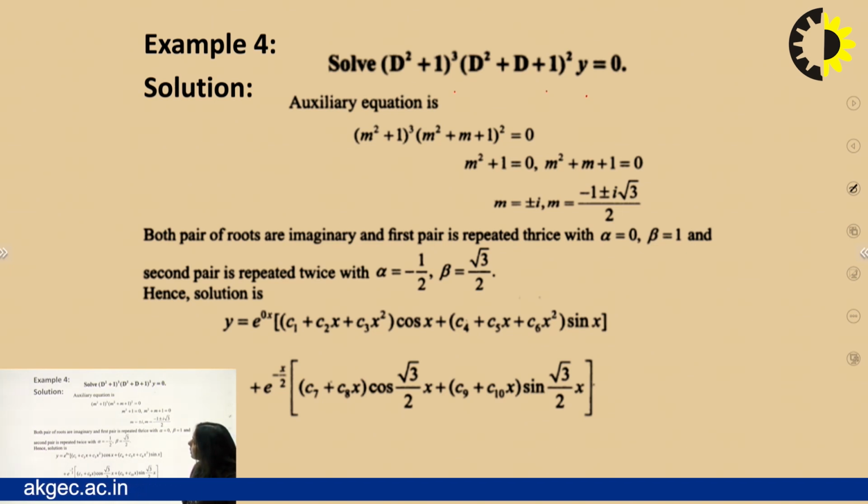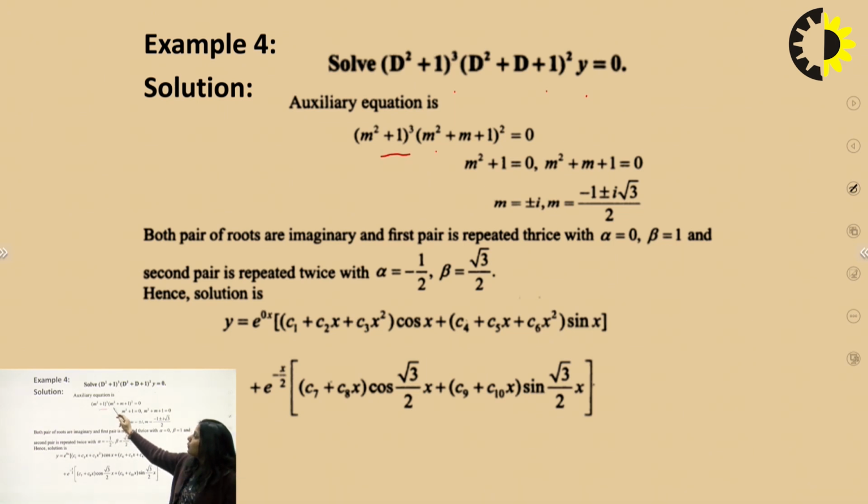So the auxiliary equation is equivalent to (m square plus 1) whole cube into (m square plus m plus 1) whole square is equal to 0. So the factors of the auxiliary equation are m is equal to plus minus iota. Now the plus iota root is repeated thrice, because here the power of m square plus 1 is 3, and the minus iota is also repeated thrice, and m is equal to minus 1 plus minus iota root 3 by 2 is repeated twice.